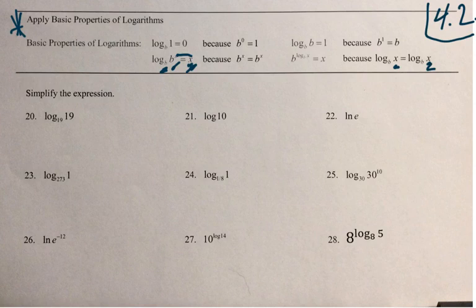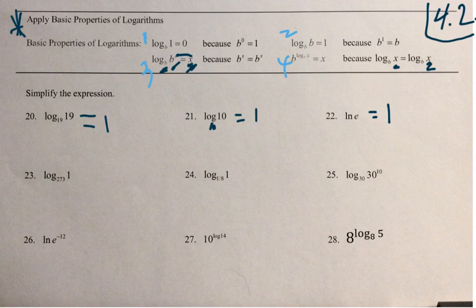Okay, so we're going to simplify each of these expressions using these properties. I'm going to number the properties 1, 2, 3, 4, and I'm going to say which one we're using. On number 20, log base 19 of 19 is going to be equal to 1, and that's using property 2. Number 21, log 10 of 10. Remember, if the base isn't there, we assume that it's 10. That's using property 2, so that's going to equal 1. The natural log of e, remember the base is e, so this is using property 2. That's going to be equal to 1.